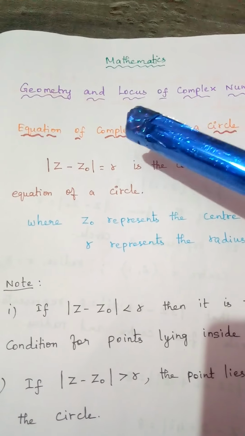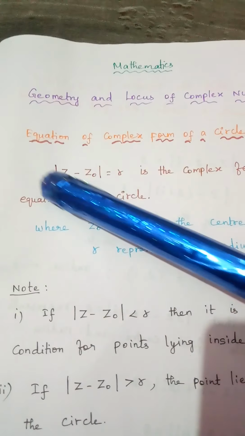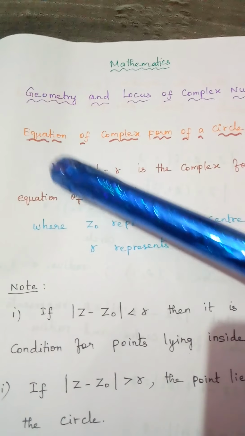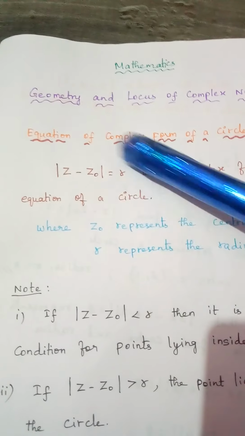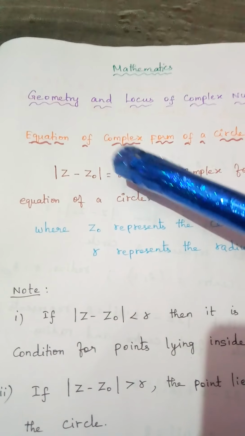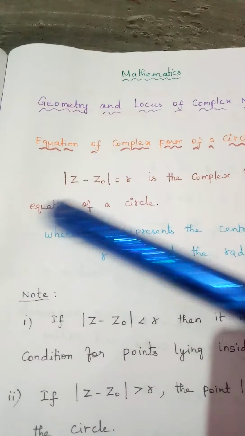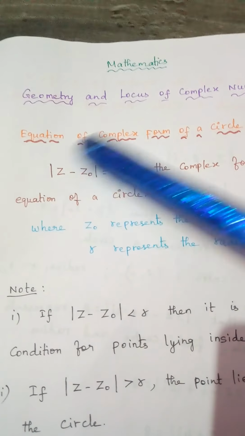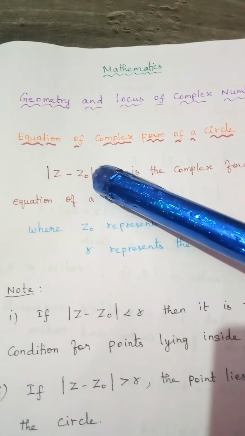The concept is very simple. We are seeing what is the equation of a circle in complex format. It is in complex format, but indirectly it represents what? A circle. Suppose we want to draw a diagram for this equation, definitely we will get a circle. That is the geometric form.